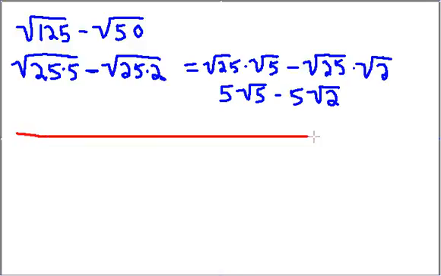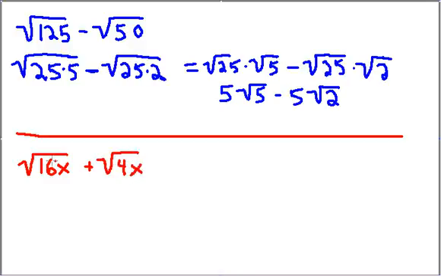Okay, let's do one more here. We have radical 16x plus radical 4x, and we are asked to simplify this. Another way to pronounce this is the square root of 16x plus the square root of 4x. Radical 16x and the square root of 16x are the same thing, just two different ways of verbalizing it. Same with radical 4x and the square root of 4x.